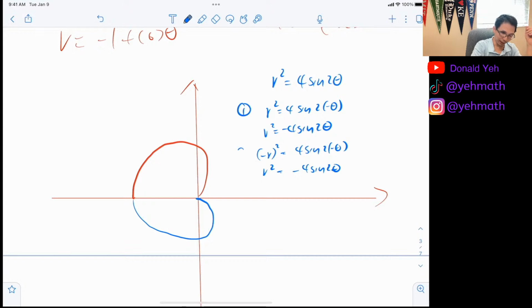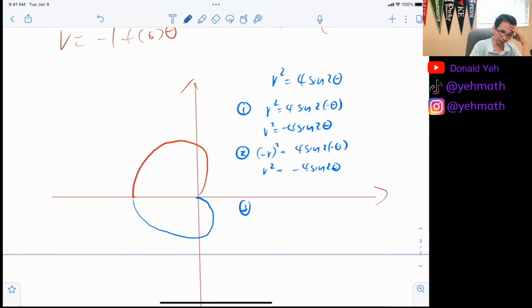So this is the first try, this is the second try. I'm going to do the third try. I just replaced the negative r, I believe. So negative r squared is equal to 4 sine 2 theta, which is r squared equal to 4 sine 2 theta. And that's it. This is the one that's symmetry to the pole. So symmetry to pole.